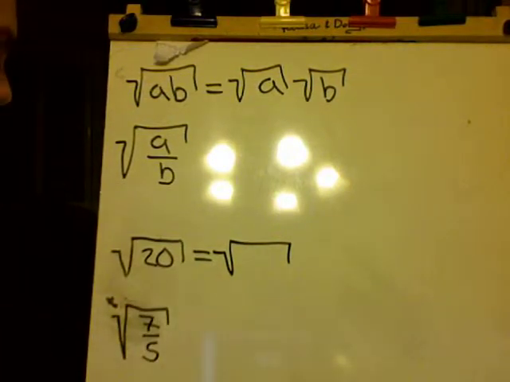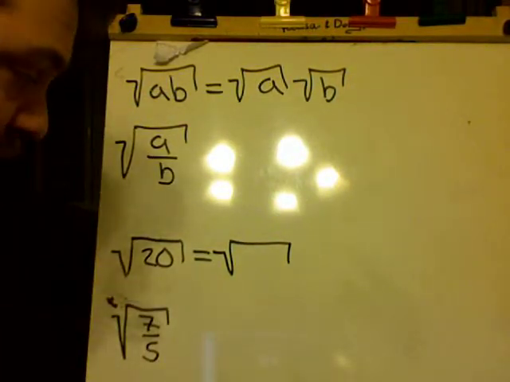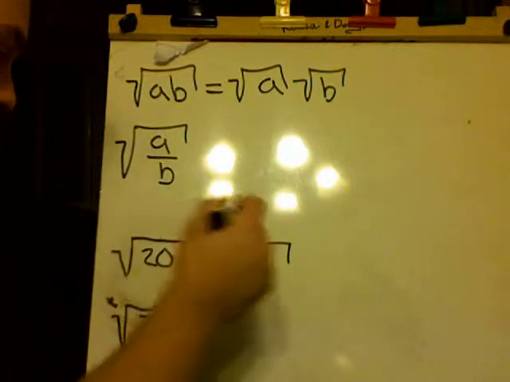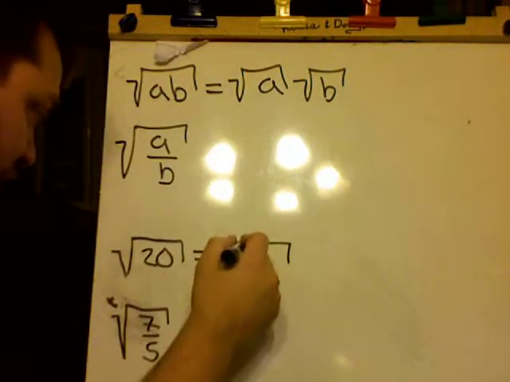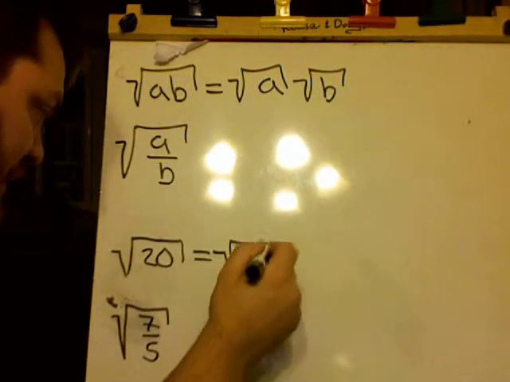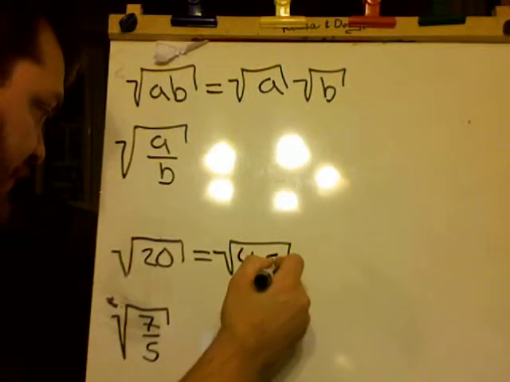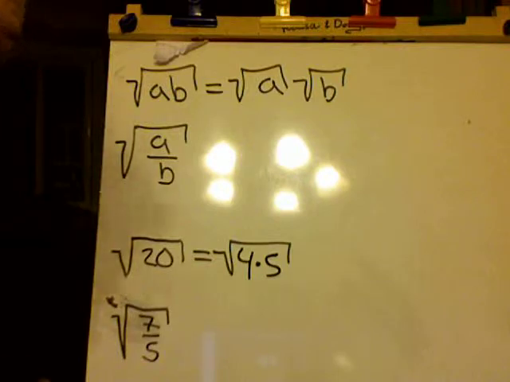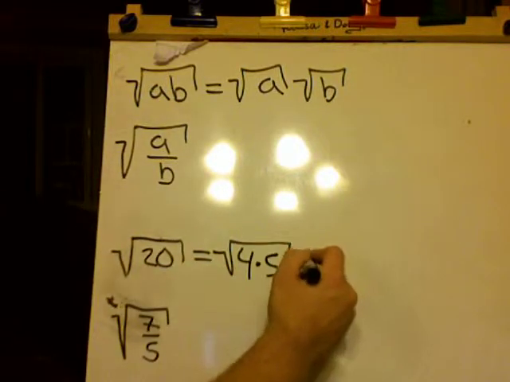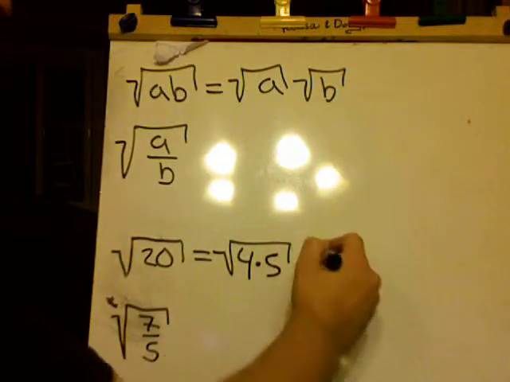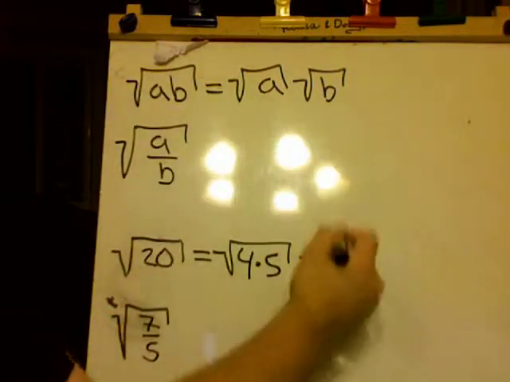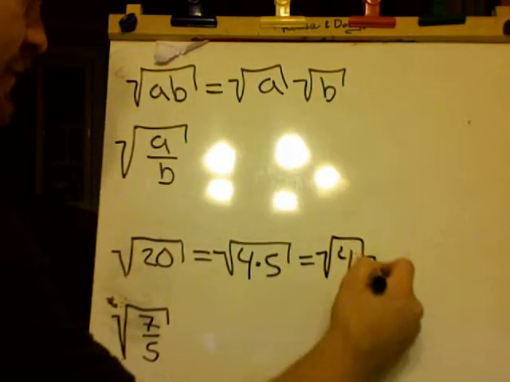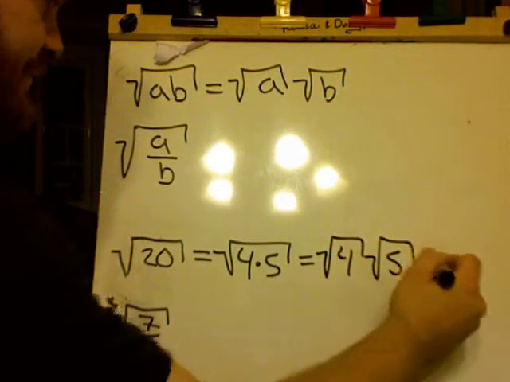I could write 20 as 20 times 1, which isn't very useful. I could write it as 10 times 2. For our purposes, is that useful? But I could also write it as 4 times 5. Well, what's 4 times 5? It's 20. So this is a way to rewrite that. So I could rewrite that again by using this rule. That's the same as the square root of 4 times the square root of 5.